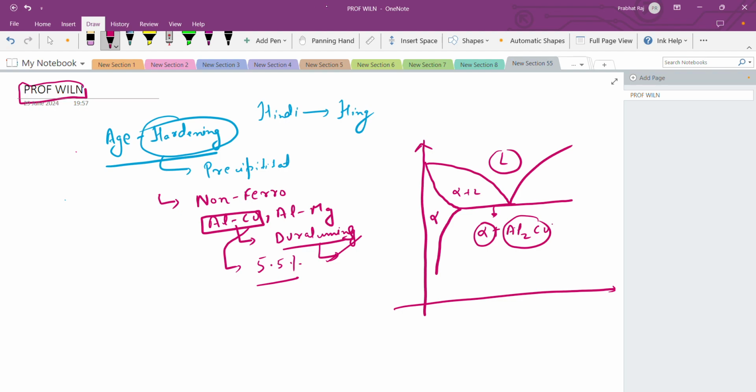Okay, one minute. Sorry, there is a mistake here. No, basically the liquid phase is beyond this, so don't get confused about that. Basically, the liquid phase is beyond this.